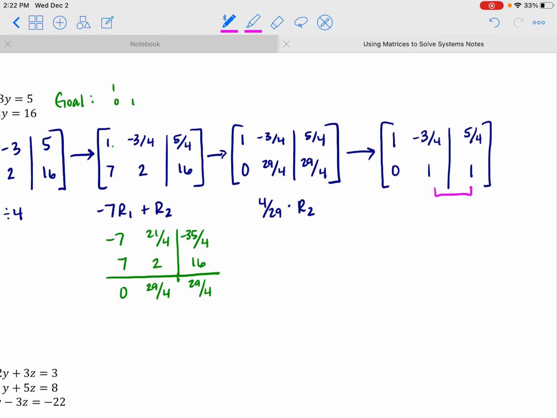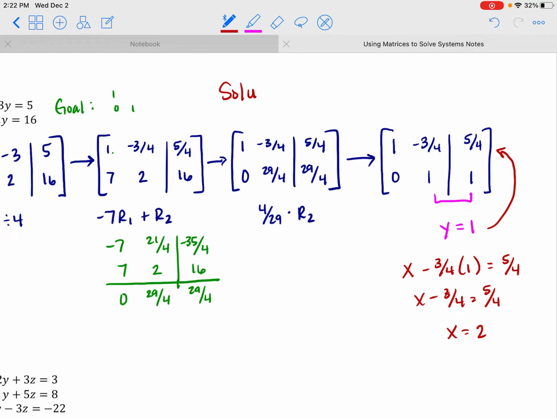So this right here tells me that y is going to equal 1, and then I'm going to plug that in to figure out my solution for x. So 1x minus 3/4 y has to equal 5/4. So x minus 3/4 equals 5/4. If I add that 3/4 over, I get 8/4, which is 2. So now I know my solution using matrices is 2 and 1.